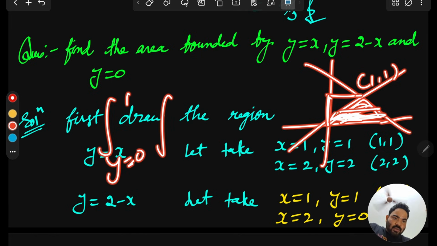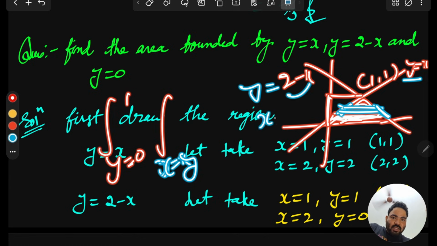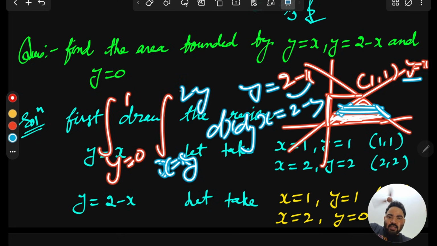If you draw y as constant, then you have to draw the horizontal strip. So x is moving along this line y equal to x on the lower side, and the upper side is 2 minus x. Here you have to write the equation for x, so x equal to y, and the other line gives x equal to 2 minus y. Now this is the x limit, dx dy. If you solve this integral, you will also get the answer.